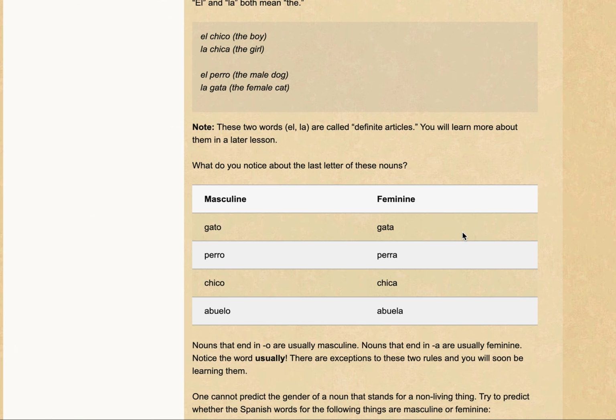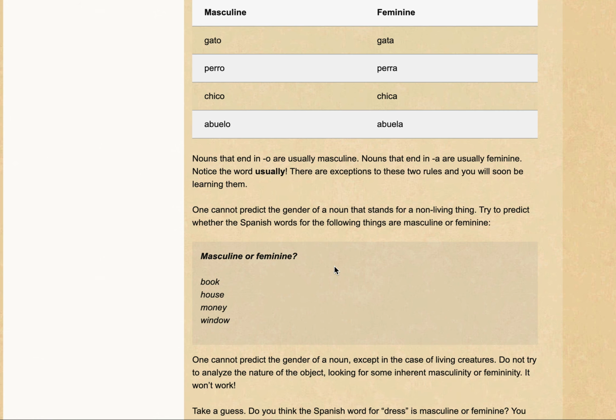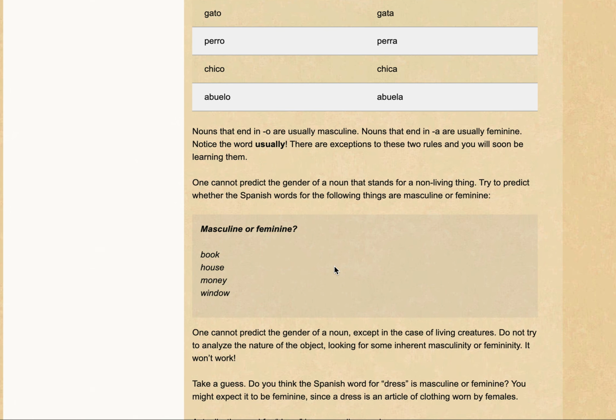So what do you notice about the last letter of these nouns? So gato, gata, perro, perra, chico, chica, abuelo, abuela. Nouns that end in O are usually masculine. Nouns that end in A are usually feminine. So notice the word usually. So there are exceptions to these two rules and you'll soon be learning them. One cannot predict the gender of a noun that stands for a non-living thing.